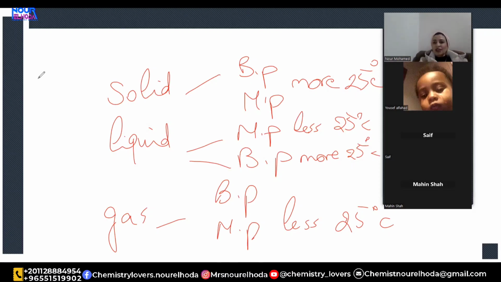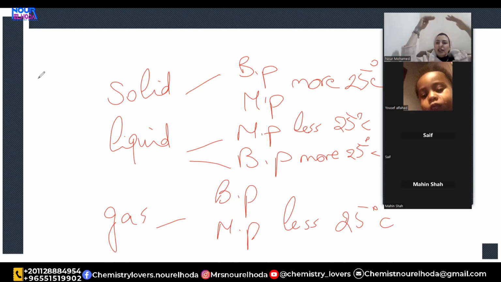So now, let's say how should I study this? Solid, they are holding each other so strongly, so melting point and boiling point high. What about gas? They are away from each other, so melting point and boiling point low. What about liquid? This is so confusing. I can think of liquid like water. Water, the melting point is 0, so less than 25. Well, boiling point is 100, so more than 25.